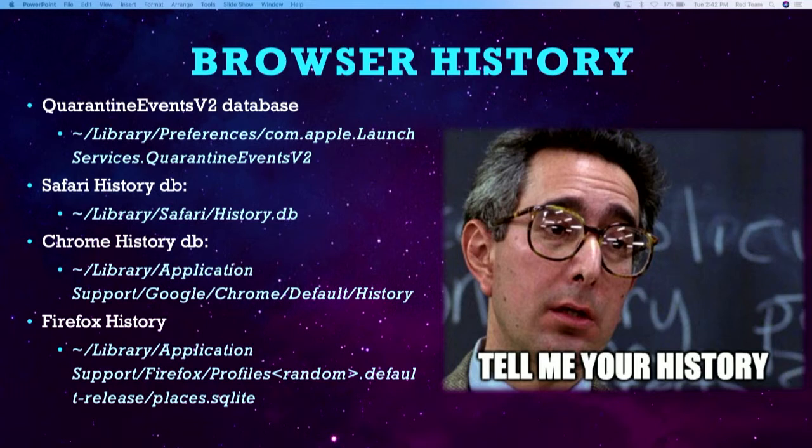Browser history, so the quarantine events v2 database. I talked a little bit earlier about how the macOS operating system adds a quarantine attribute to files that are downloaded. And not only does it add the attribute, it logs it in the database. So that's a good history for you to pull from, as well as your browser histories. Safari, Chrome, Firefox, they're all SQLite databases that you can query and parse.